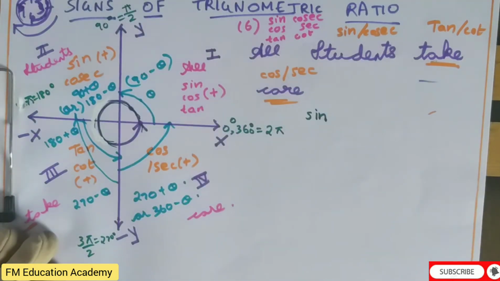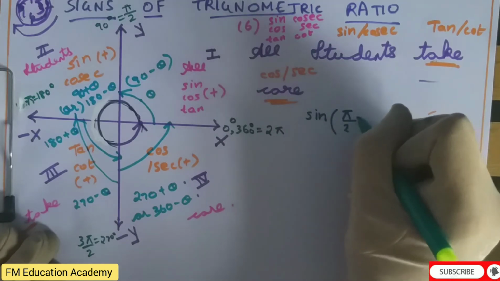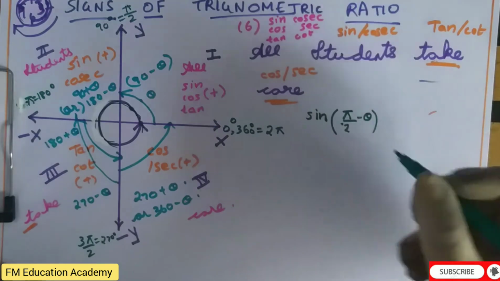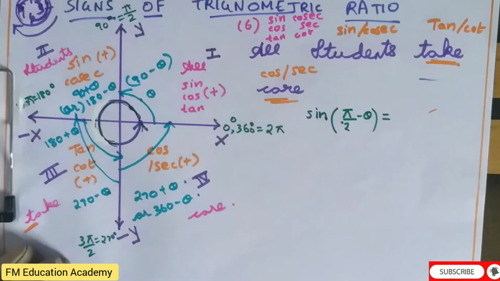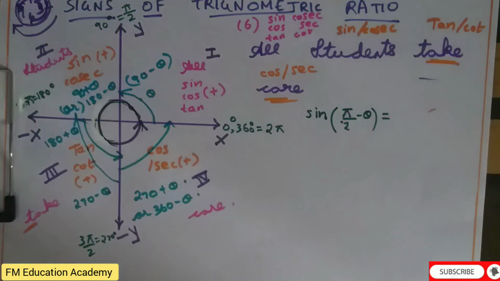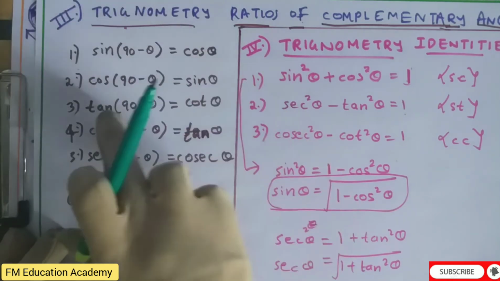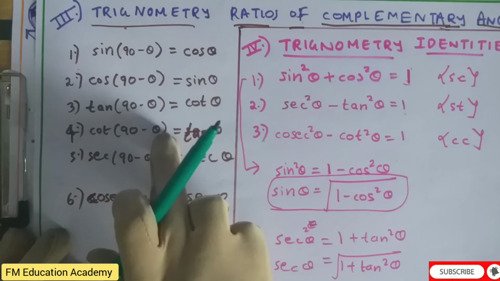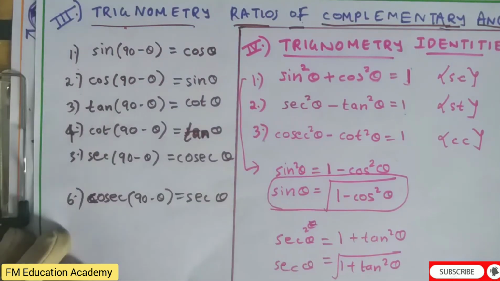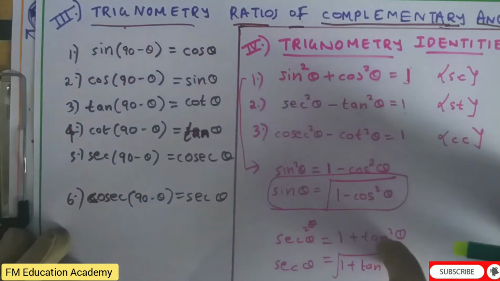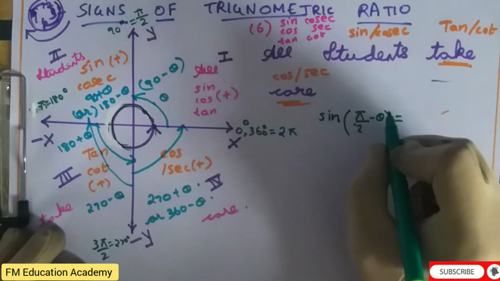Now we have sine of 90 minus theta. Suppose 90 will be written as pi by 2, right? Pi by 2 minus theta. So what is sine of 90 minus theta? Remember those trigonometric ratios which you had. In the first lecture we had seen sine 90 minus theta is cos theta, cos 90 minus theta is sine theta, tan 90 minus theta is cot theta, cot 90 minus theta is tan theta, secant 90 minus theta is cosecant theta, cosecant 90 minus theta is secant theta. So what is sine of pi by 2 minus theta? Cos theta, right?